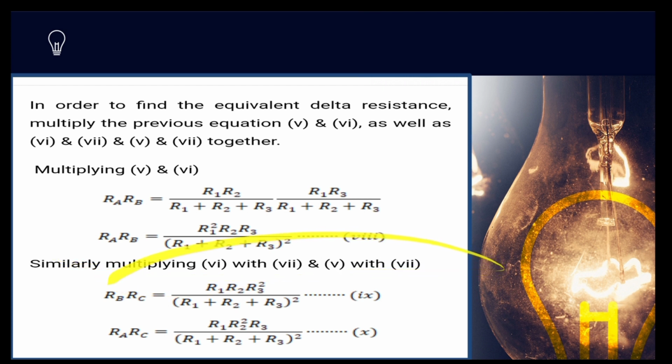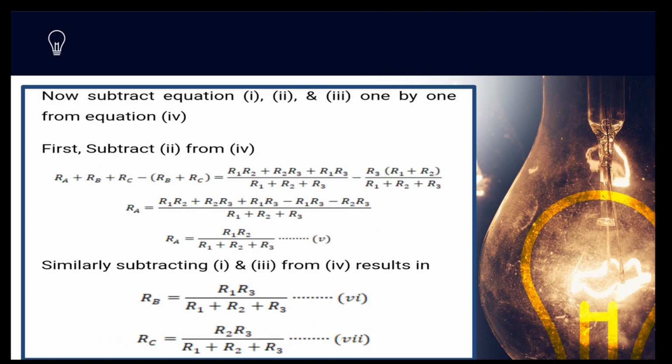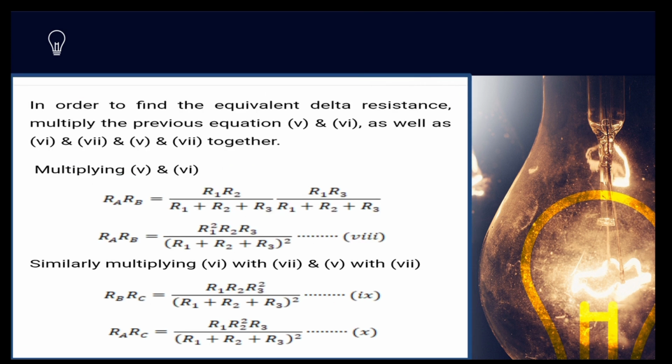Simply multiplying 6 and 7, and 8 with 6. Similarly, as we did here, doing the same thing, we get RB RC is equal to R1 R2 R3 square by R1 plus R2 plus R3 whole square, and RA RC is R1 into R2 square R3 divided by R1 plus R2 plus R3 whole square.